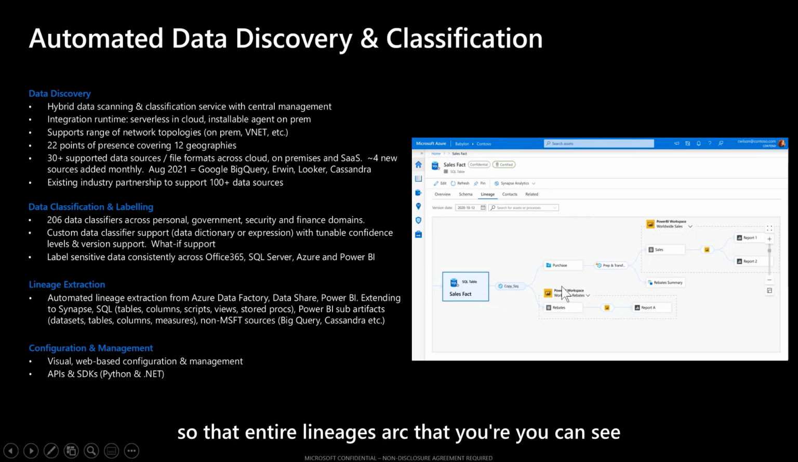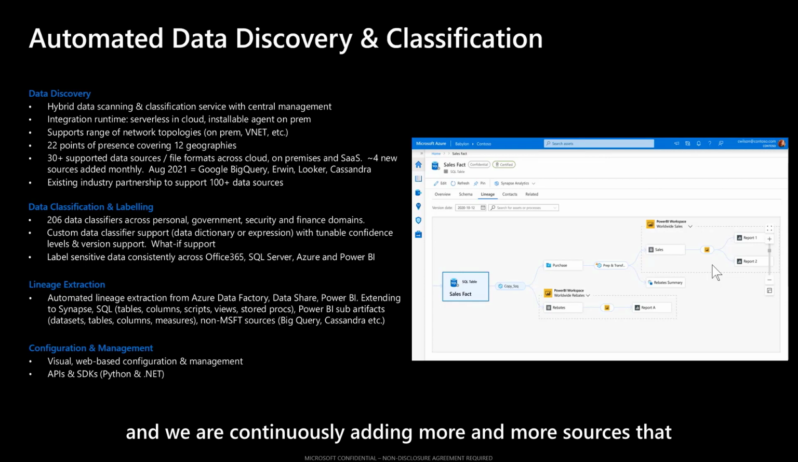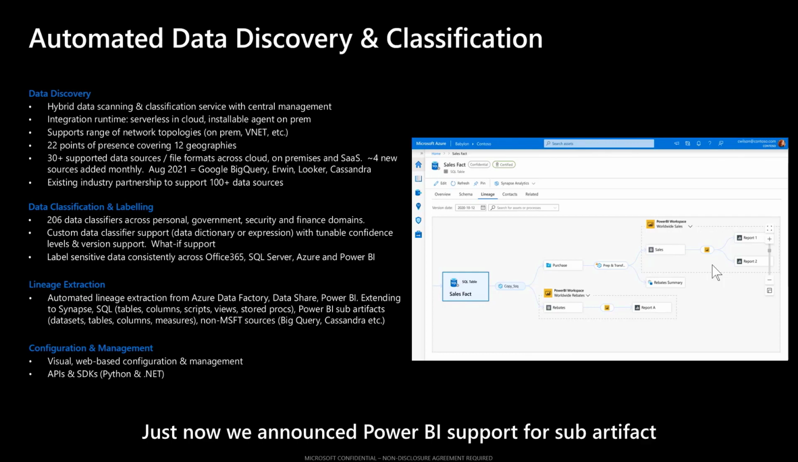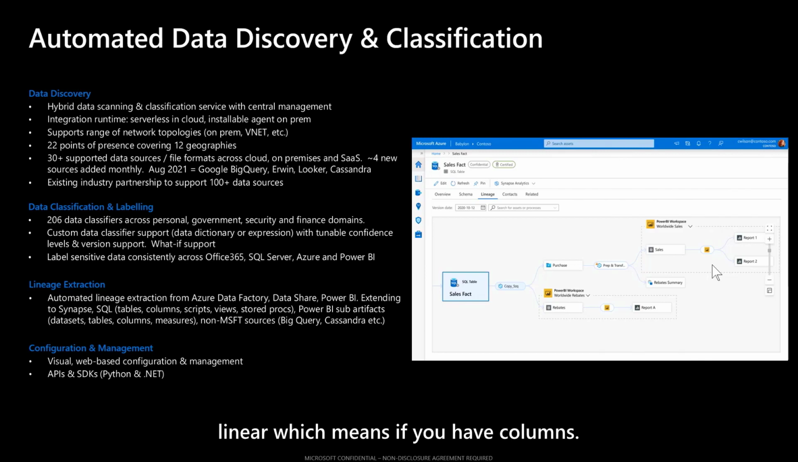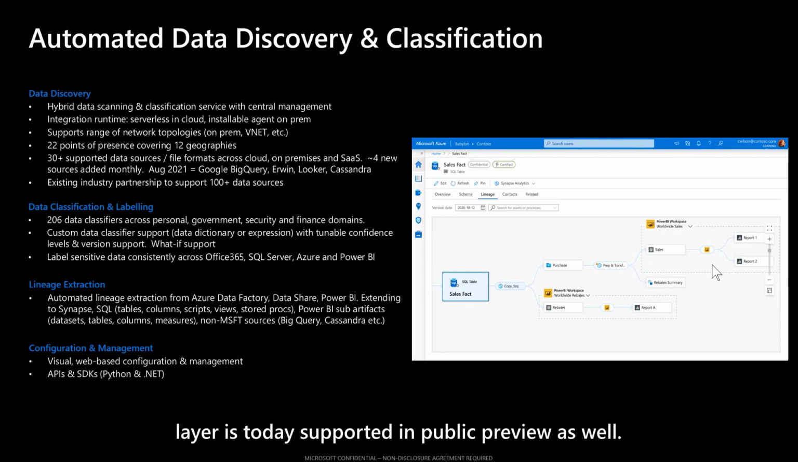So that entire lineage arc that you can see here end to end is what we are working to paint with Azure Purview, and it's one of the key use cases for Azure Purview. And we are continuously adding more and more sources that we are supporting from a lineage standpoint. Power BI is a great example. Just now we announced Power BI support for sub-artifact lineage, which means if you have columns in your datasets, how those columns and measures are connected with lineage arcs, starting from the raw data, through the transformation processes, all the way to your presentation layer, is today supported in public preview as well.